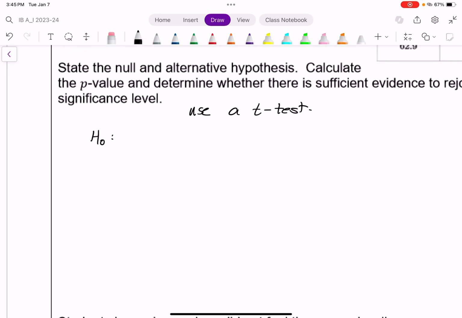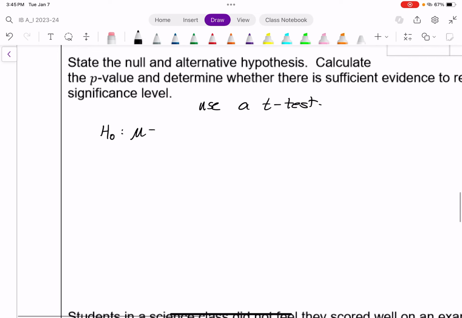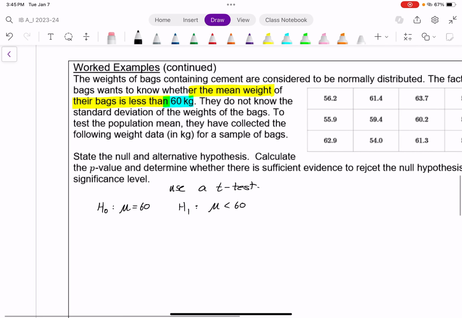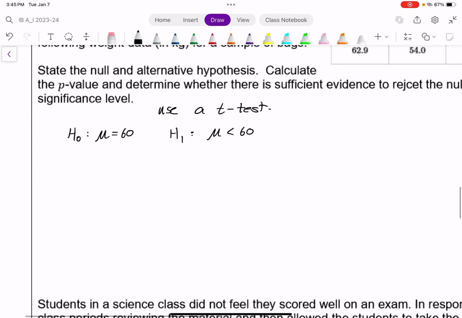So the null hypothesis will be that the population mean really is 60. The alternative hypothesis will be that the mean is less than 60, because if we look at the question, that's what we're concerned about: is the mean weight less than 60? Similar to the first question, don't assume anything. It all goes back to the context of the question.